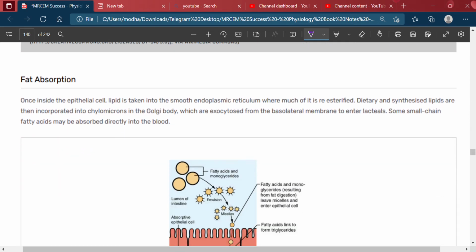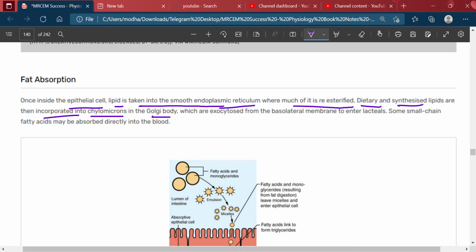So, fat absorption. Once inside the epithelial cells, lipid is taken into the smooth endoplasmic reticulum, where much of it is re-esterified. Dietary and synthesized lipid are then incorporated into chylomicrons in the Golgi body, which are exocytosed from the basolateral membrane to enter the lacteals. Some small chain fatty acids may be absorbed directly into the blood.